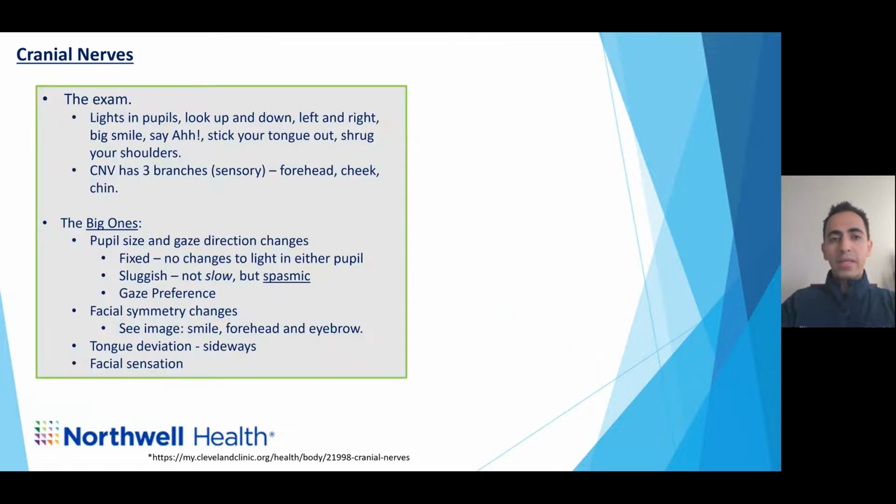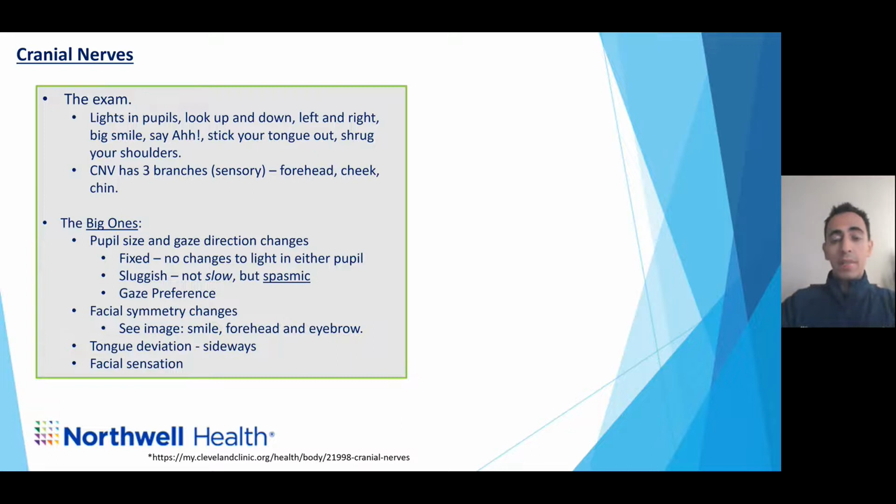I went over the exam last time, but you take your light, shine in both eyes, one and the other, then both together to make sure that they accommodate. Ask them to look left, up, down, upright, look all over. Tell them to smile, stick out their tongue, puff their cheeks, test for the sensory in the 3 different branches, and then ask them to shrug their shoulders, right? And that's it. That's most of the exam. So it's pretty quick to do, and it's very easy to pick up on, especially abnormalities.